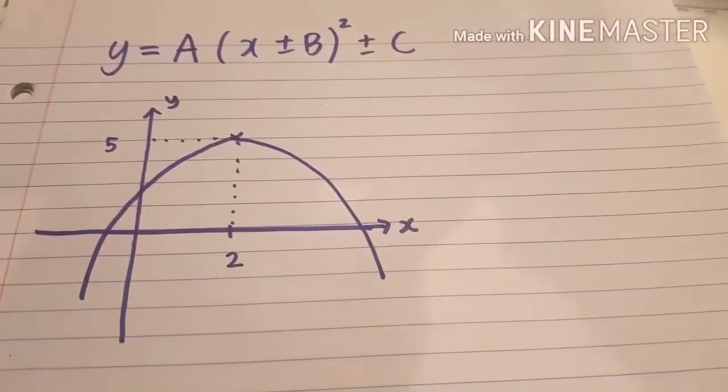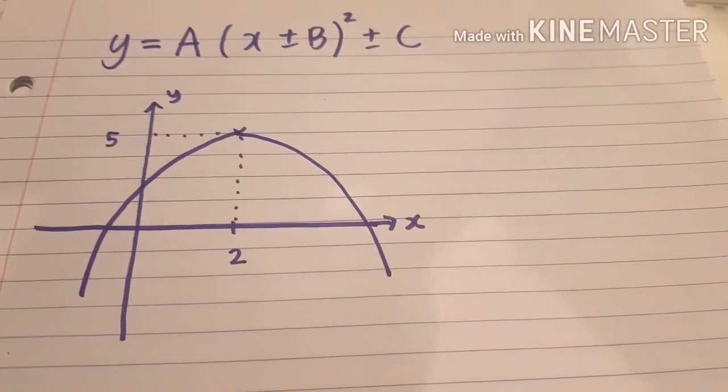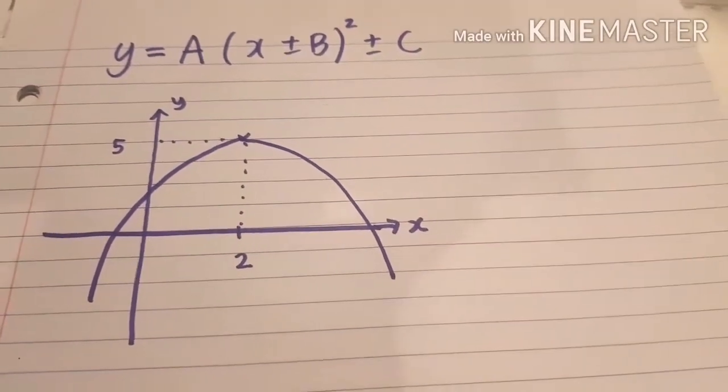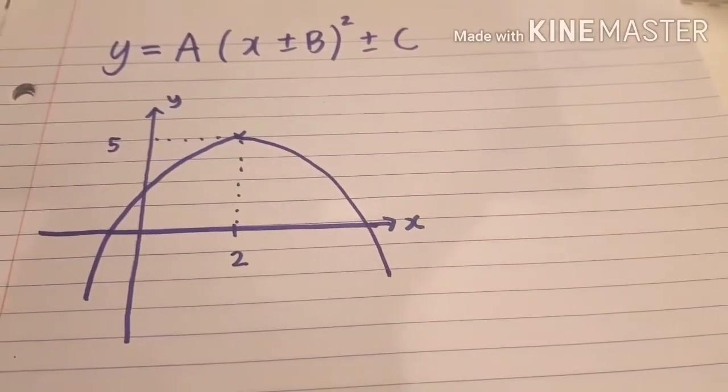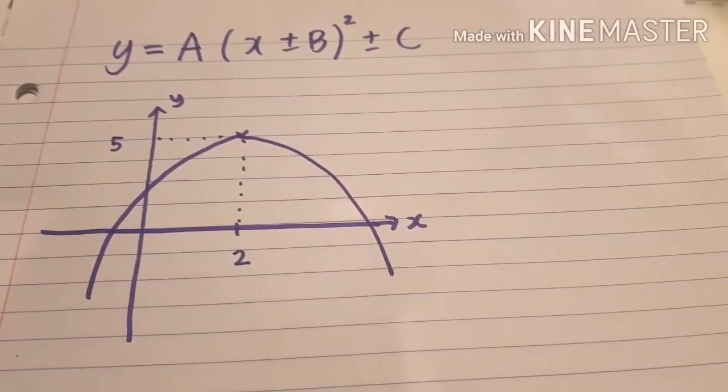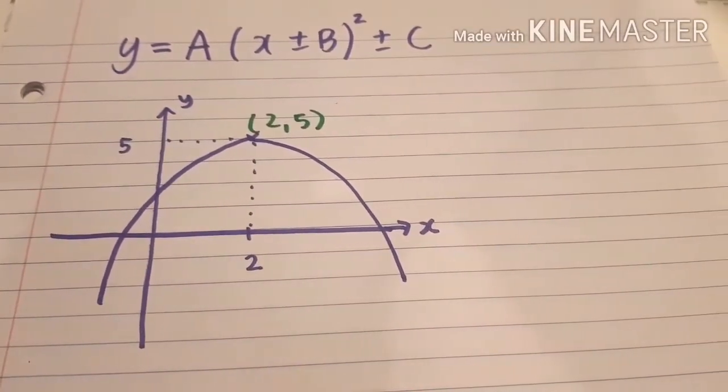Okay, then let's have a go at doing this example. Right, the first thing, number 1, what do you need to do? I need to find out what my vertex is. There you go, 2, 5.